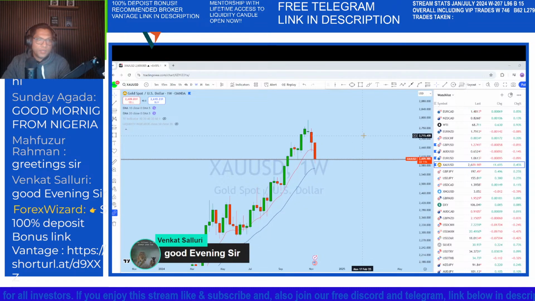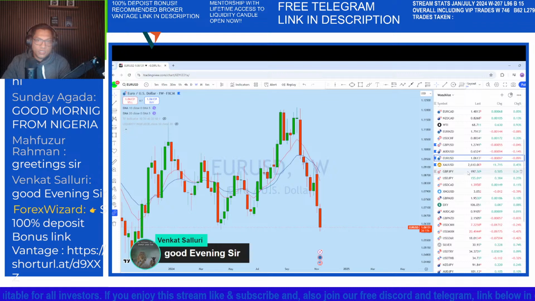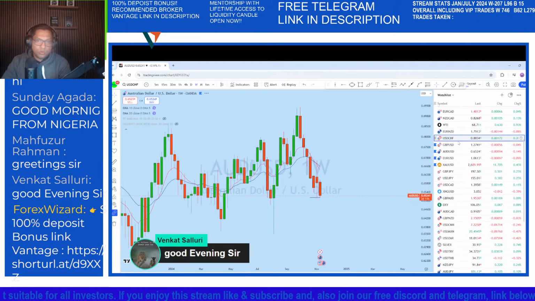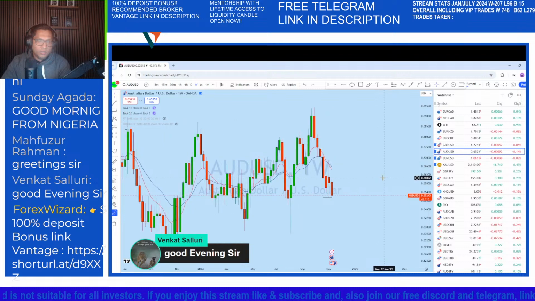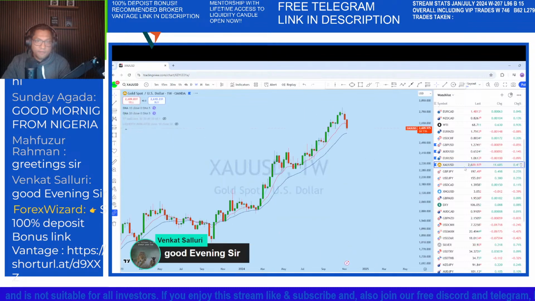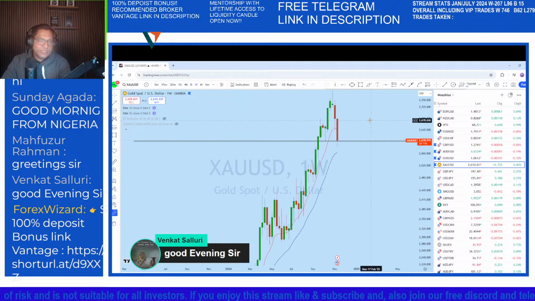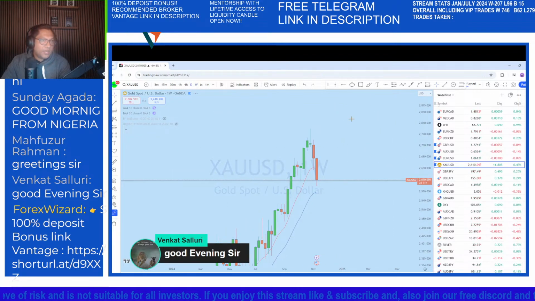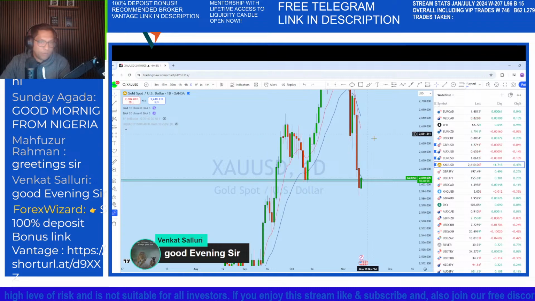So let's look at XAUUSD. You can see that EURUSD is also coming down, and GBPUSD and AUDUSD, all of them are currently trending. Now, if we look at XAUUSD on the daily chart, I will be looking at the daily perspective on gold.